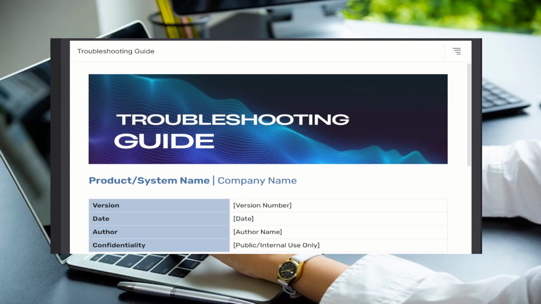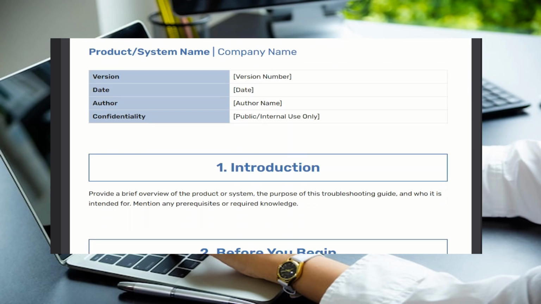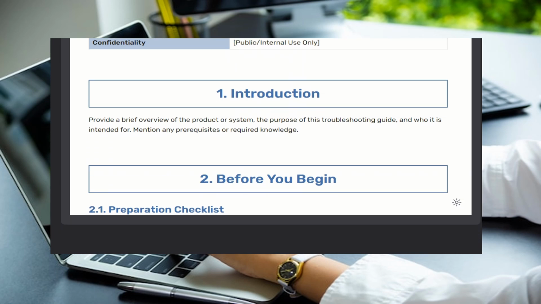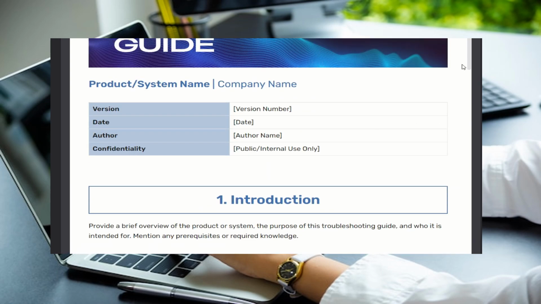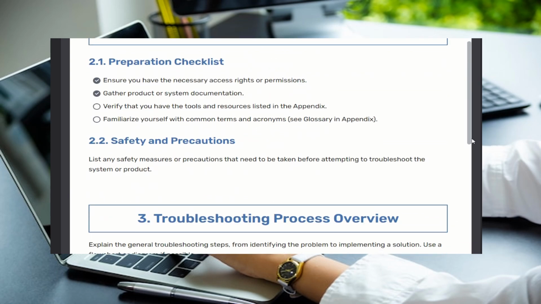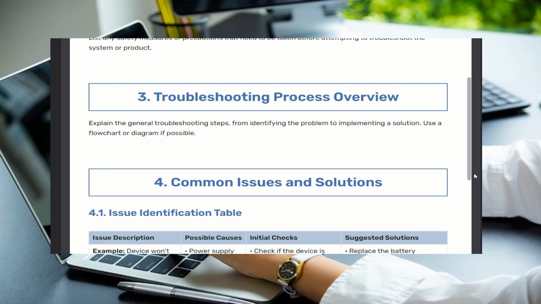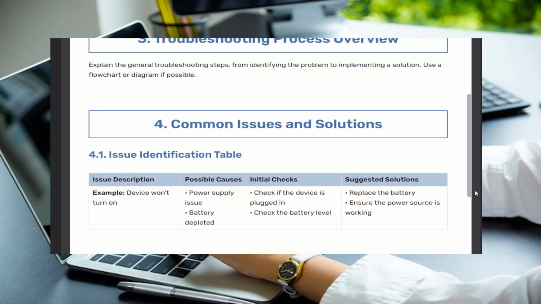Now see the troubleshooting guide. This is a template where you have to write the version number, date, and author, and then the introduction, about the purpose of this troubleshooting guide. Then before you begin, you have to do a preparation checklist: what things are required, safety and precautions, troubleshooting process overview, and common issues and solutions.